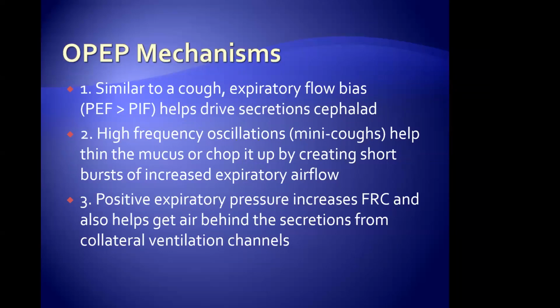So OPEP mechanisms, similar to a cough, expiratory flow bias. So there's a difference in EI, helps drive secretion cephalad. High frequency oscillations, the mini coughs, help thin the mucus or chop it up by creating short bursts of increased expiratory airflow. And then positive expiratory pressure, I love this, increases FRC and also helps air get behind the secretions from the collateral ventilation channels.